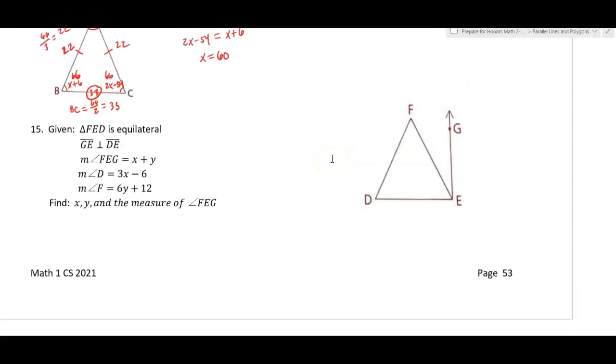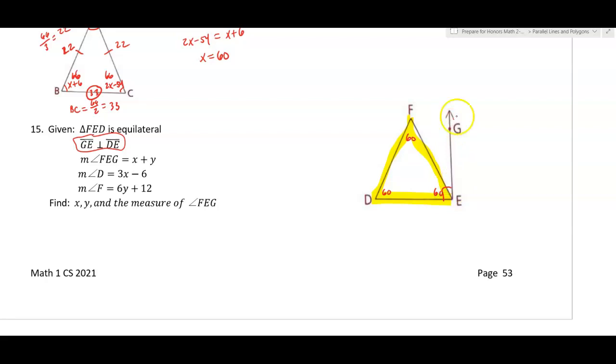Number 15. Triangle FED is equilateral. So right away, this triangle is equilateral: 60 degrees, 60 degrees, 60 degrees. Here it tells you GE is perpendicular to DE. So GE perpendicular to DE tells you that's a right angle.